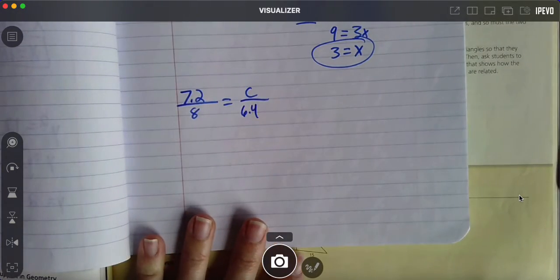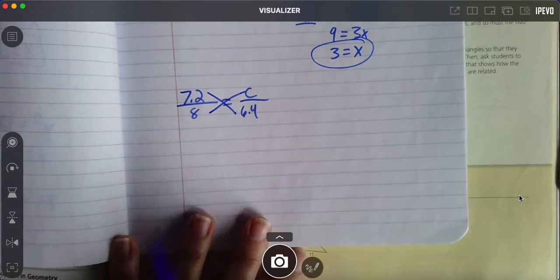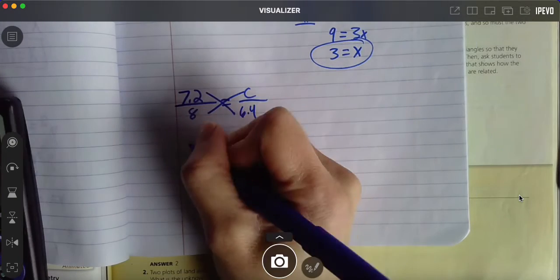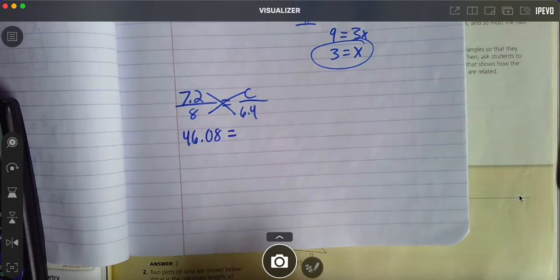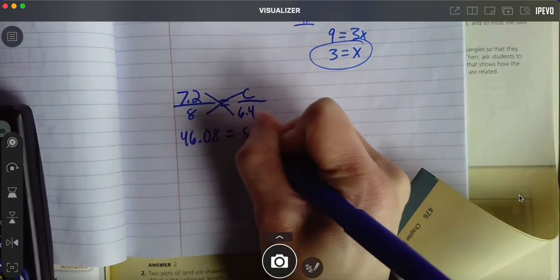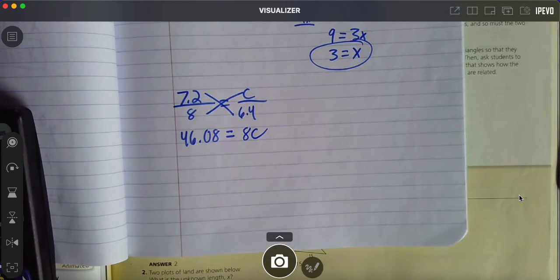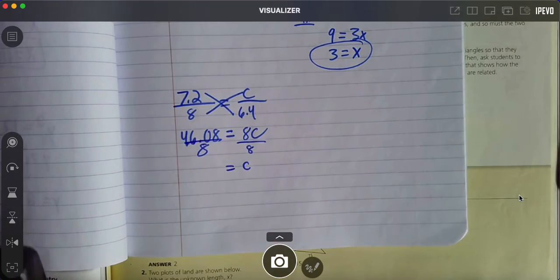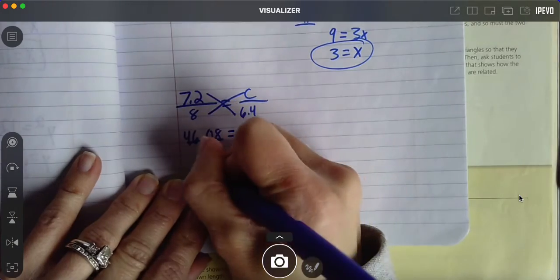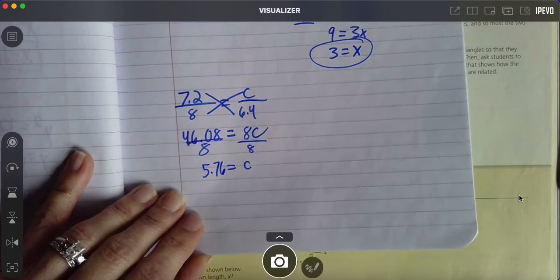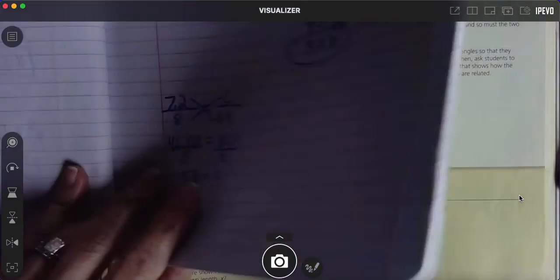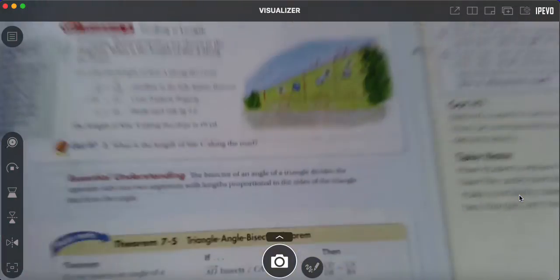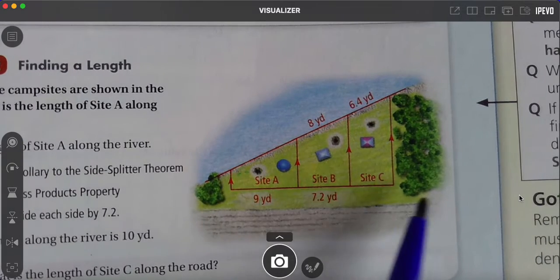Then what do I do? Cross multiply. So what is 7.2 times 6.4? 46.08. And what is 8 times C? I would write what? 8C. Then what do I do? Divide by 8. And what is C? Yeah, 5.76 or 5.8, depending how they wanted their answer, and it's in yards. So site C is about 5.8 yards. Okay, if you were looking back, trying to figure out what it is.